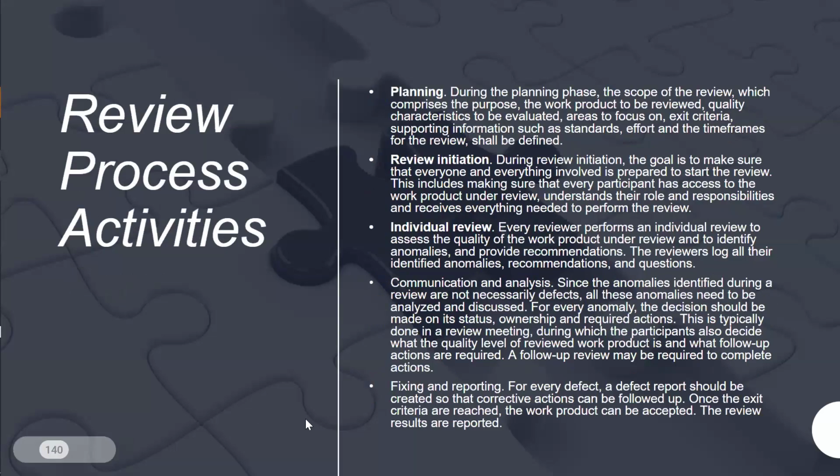So what happens in the review process activity? You have planning. During the planning phase, the scope of the review is defined, which comprises the purpose, the work product to be reviewed, quality characteristics to be evaluated, areas to focus on, and exit criteria. Then review initiation, individual review where any anomalies are found, communication and analysis, fixing and reporting. So this is what happens in the review process activity.